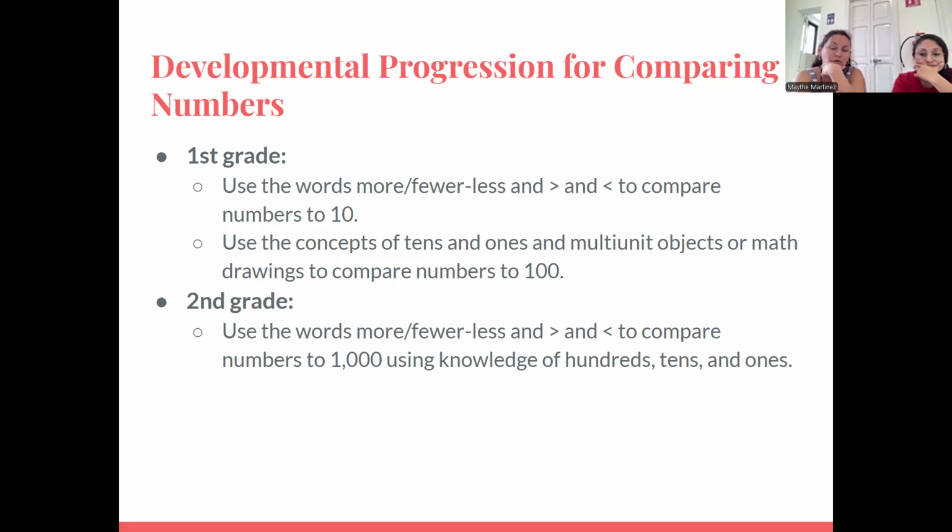But if you have a second grader who is not able to do 3-digit comparison, that means that you need to go back to 2-digit numbers. And if they're not able to do 2-digit, then go back to single digit and build your way up from there. This is all typically what they should be able to do.